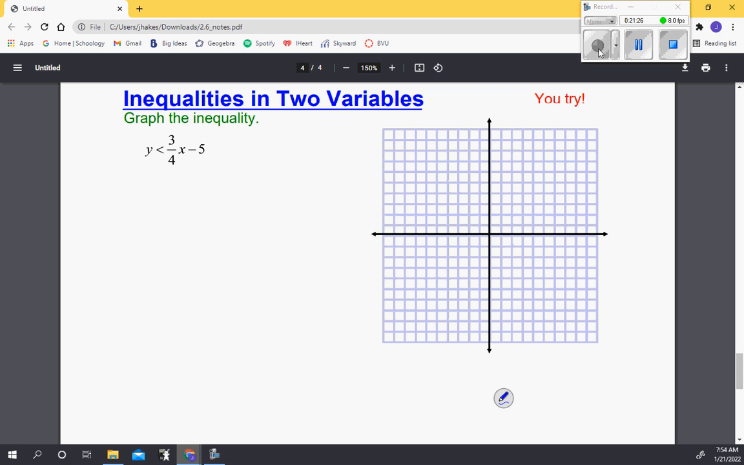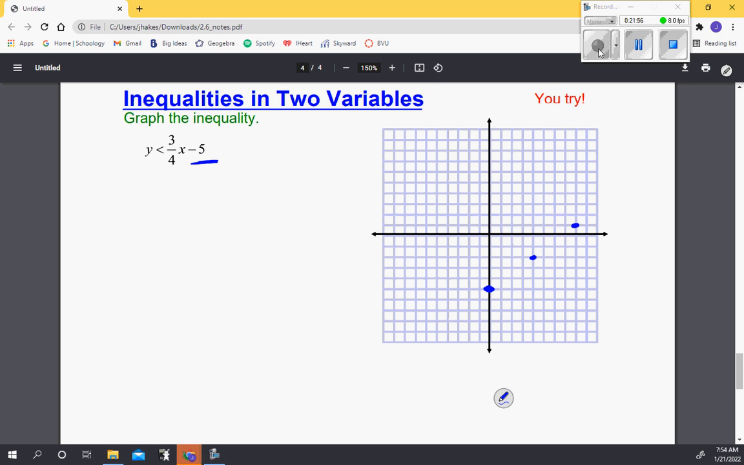Okay, when you get back, look at what's your b. It's at -5. I need to put a point at -5. 1, 2, 3, 4, 5. Your slope is 3 over 4, so we have to go up 3 and to the right 4. 1, 2, 3, 1, 2, 3, 4. I just go always from my y-intercept up 3 over 4, or whatever my slope would be.